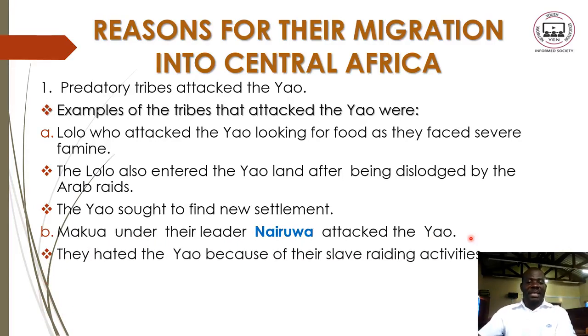So they hated the Yao, the Makua, they hated the Yao because of their slave raiding activity. So the Makua, they organized themselves under Nairua to say, these people, they are embarking on slave trade. So let us attack them. So they attacked the Yao because of their involvement in slave trade. And another tribe that also attacked the Yao were the Makonde. The Makonde, they also attacked the Yao.